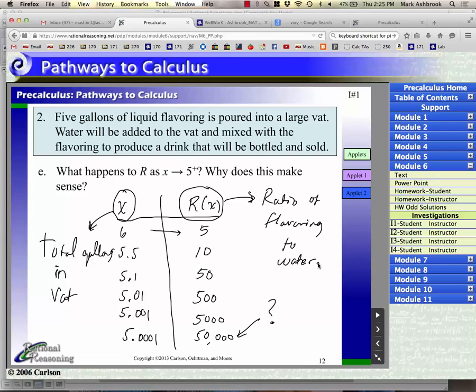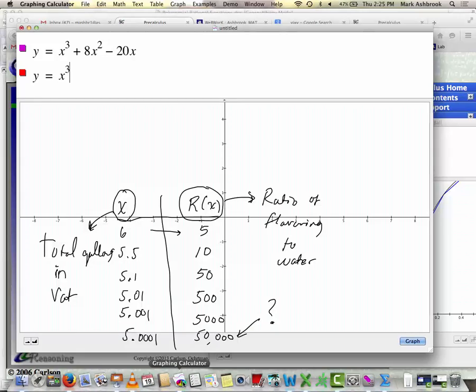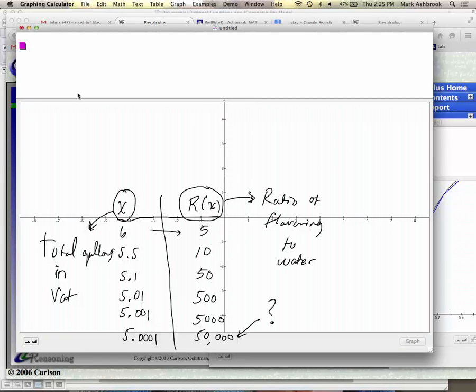Okay, so what will the graph look like then close to 5? So now you know that as you put less and less water in, our total mixture gets closer to 5, and then the ratio of the mixture of the flavoring just skyrockets. So can you imagine what the graph will be like? Let's just graph it. What's our function?